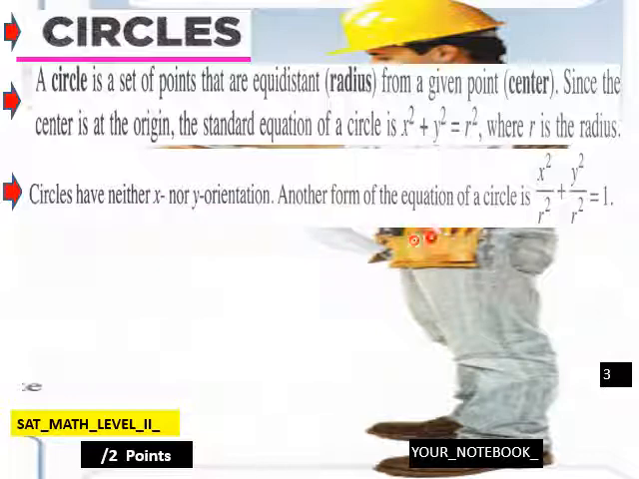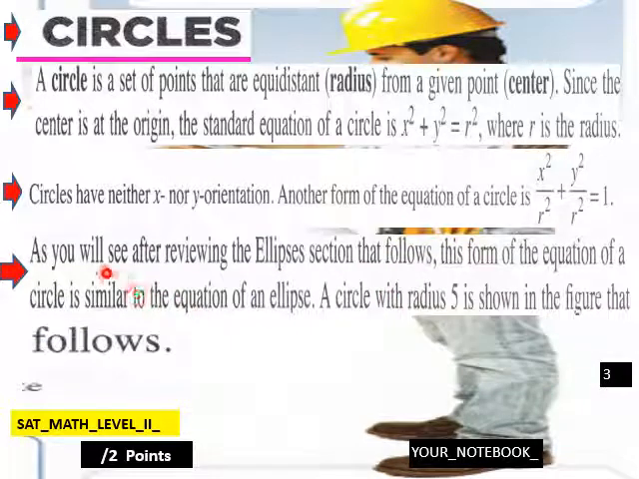Another form of the equation of a circle is x squared over r squared plus y squared over r squared equals 1. As you will see after reviewing the ellipse section that follows, this form of the equation of a circle is similar to the equation of an ellipse.